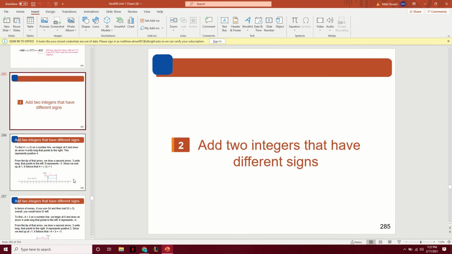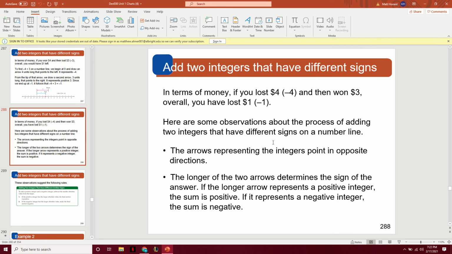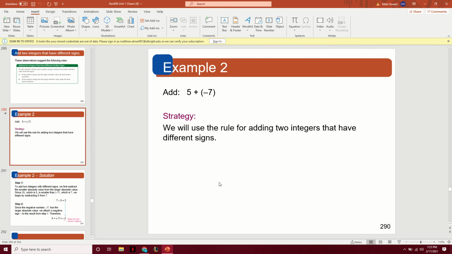Now, if you have two integers that have different signs, so something like 4 plus -3, when you're adding them, I want you to subtract the two numbers and give your answer the sign of the larger number. So for example, something like 5 plus negative 7.